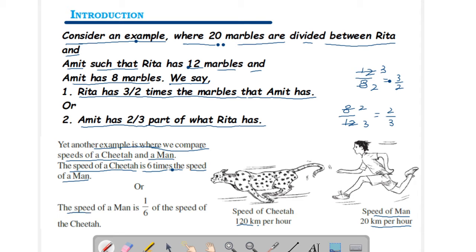Or you can say the speed of the man is 1/6 the speed of the cheetah. How will you get this fraction? Divide 20 by 120. Here the speed of the man is 20 and the speed of the cheetah is 120. Simplify it. Here you can cancel 0 by 0 and then by 2: 2 ones are 2 and 2 sixes are 12. You will get 1/6. So we say that the speed of the man is 1/6 of the speed of the cheetah.